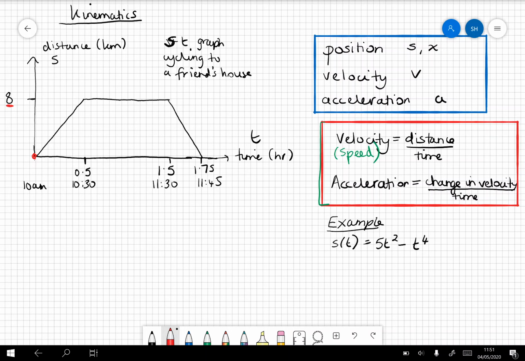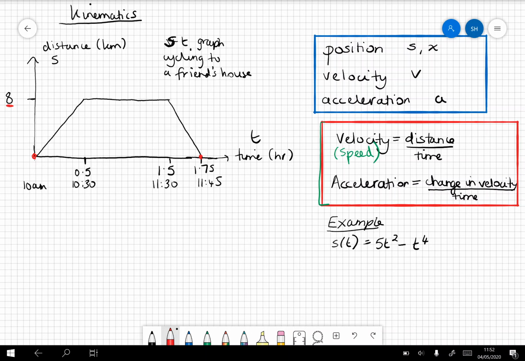Then you stay at your friend's house for an hour, so 0.5 to 1.5 on my time axis, and then you cycle back home. And because it was uphill on the way there, it's downhill on the way home, so it takes you less time to cycle home. So this tells us the position. Initially we're at position 0, then our position increases linearly until we reach 8 kilometres, then we stay at that position for an hour, and then we come back towards our origin, or in this case, your home.